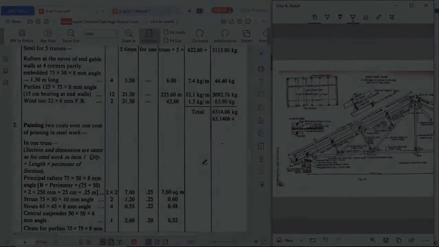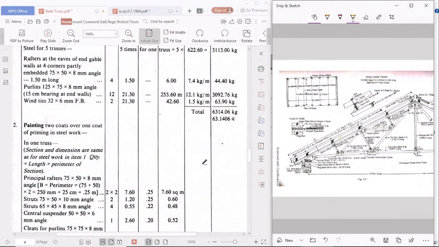Hello my dear students, in the last class we estimated the total steel quantity in kg for the steel roof truss given in this figure. Now we shall do the painting part. For the steel work, we calculated the quantity and multiplied it with the weight per unit so that we get a value in kg, and that kg value we converted to quintal. But here the painting work is in square meters.